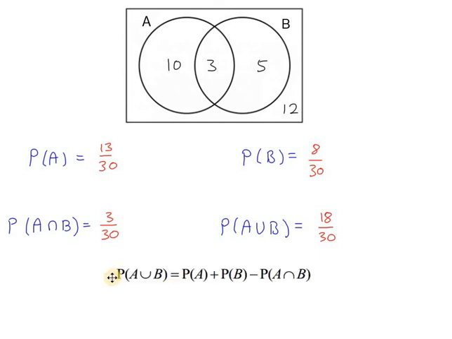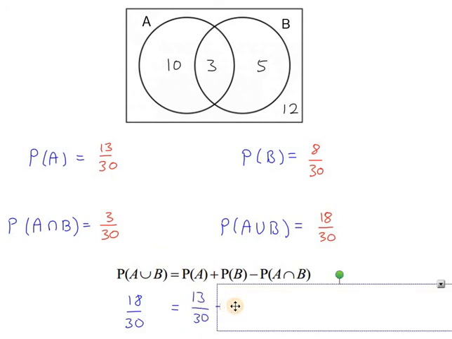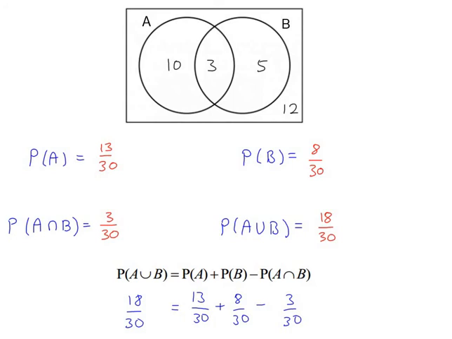Now let's have a look at the addition law for probabilities. So A or B or both, we've got 18 over 30. Probability of A, 13 over 30, probability of B 8 over 30, and then minus A and B, which is 3 over 30, and the equation balances. And all this is showing is that if one of these probabilities was missing, you can use this formula to work it out. You don't really need to use a Venn diagram each time.